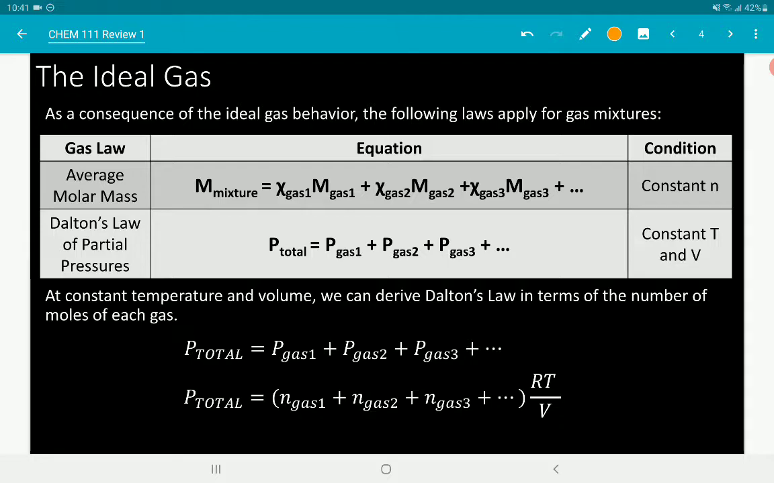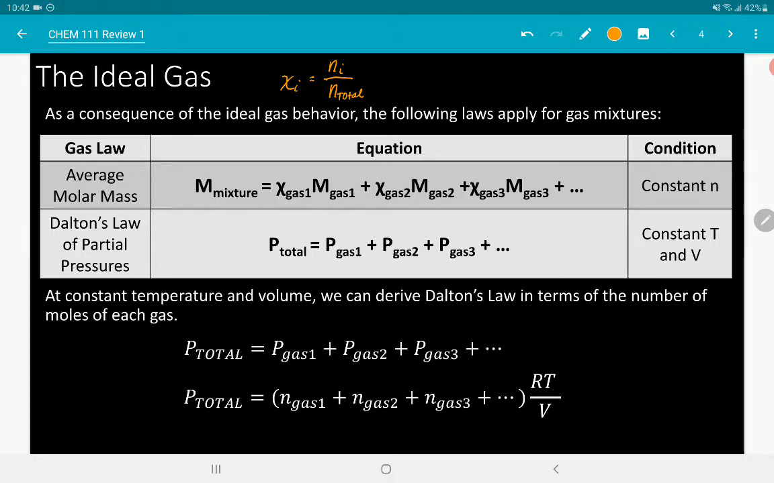So for the average molar mass, that is the molar mass of your mixture, denoted by the equation. That's the mole fraction of each gas component multiplied by their respective molar masses. So ano yung mole fraction? The mole fraction of component I is equal to the number of moles of component I over the total number of moles of the components in the mixture.